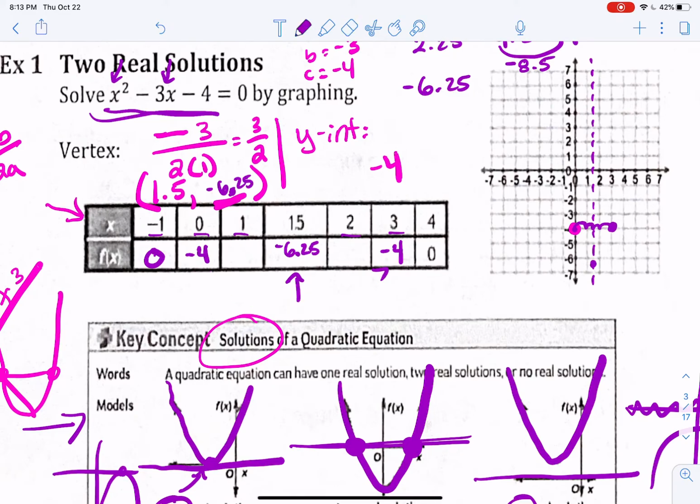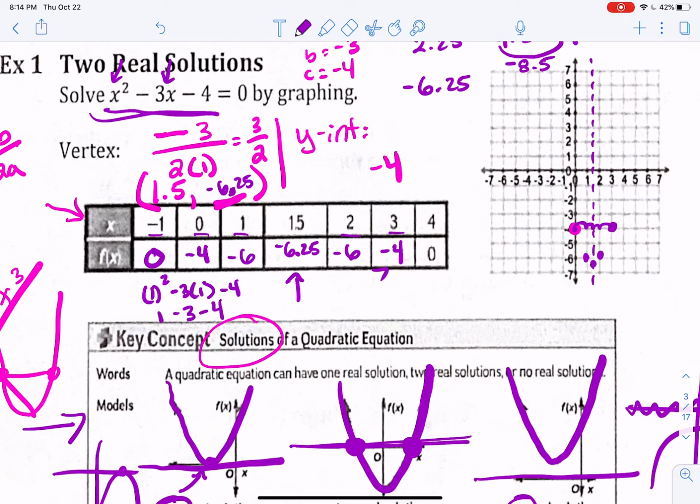Then let's plug in 1. That's the last thing that we have to plug in. So 1 squared minus 3 times 1 minus 4. 1 squared is 1. Negative 3 times 1 is negative 3, minus 4. And that is going to be, let's see, 1 minus 3 is negative 2. Minus 4 is negative 6. So each one of these is going to be a negative 6. So 1, negative 6. 2 is at negative 6.